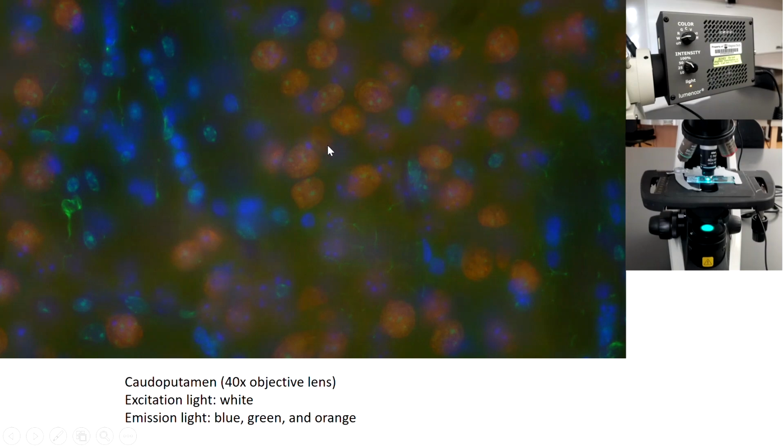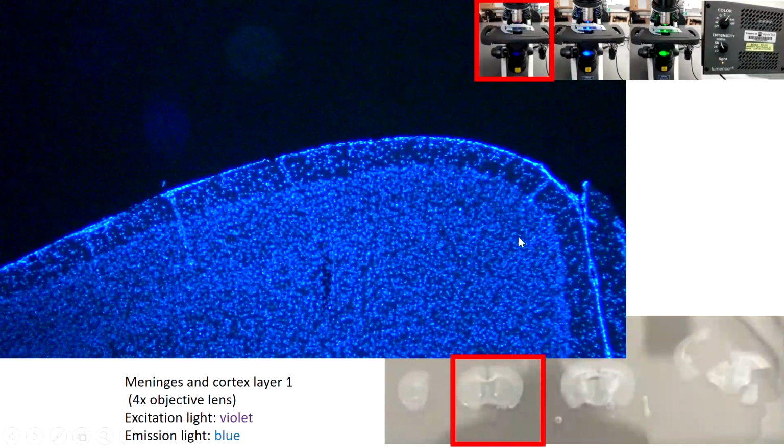Okay, next one. This is the 4x objective lens for cortex. And you see the meninge layer, the bright layer, and then the first layer of cortex. This one I used the violet light. See the violet color? And it is still from this slice.